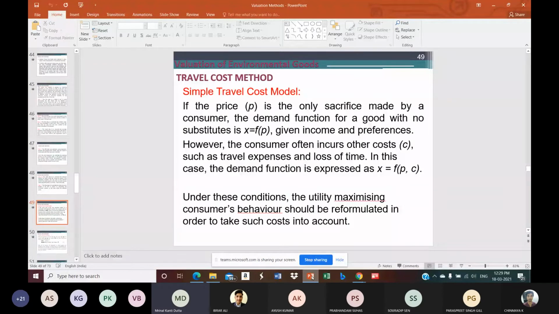Now we can take into account a simple travel cost model. It's a mathematical thing which is given out here. You might have already gone through that. Suppose we consider the price to be the only sacrifice made by a consumer. In that case, the demand function for a good where there is no substitute available is given as x as a function of price, where price is the cost which will be incurred or spent in the name of traveling. X is the number of visits, in essence.